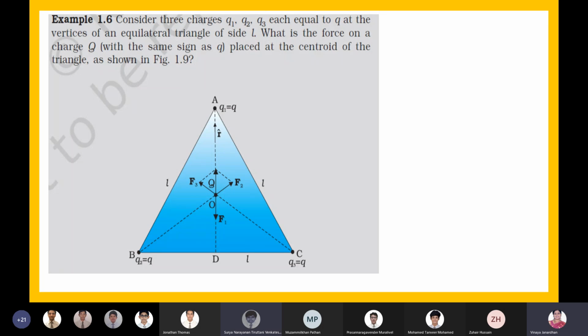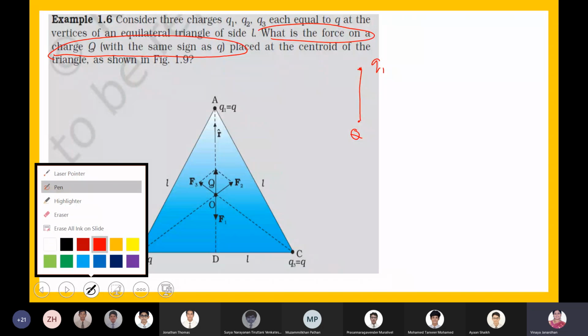So what is the question? Look at the question. What is the force acting on Q due to all the charges? The charge is capital Q. This question is in the textbook, right? Yes, okay, fine. And you draw a diagram. Now, can you tell me what is the distance between? Can you identify it? Otherwise, I will highlight it over here itself.